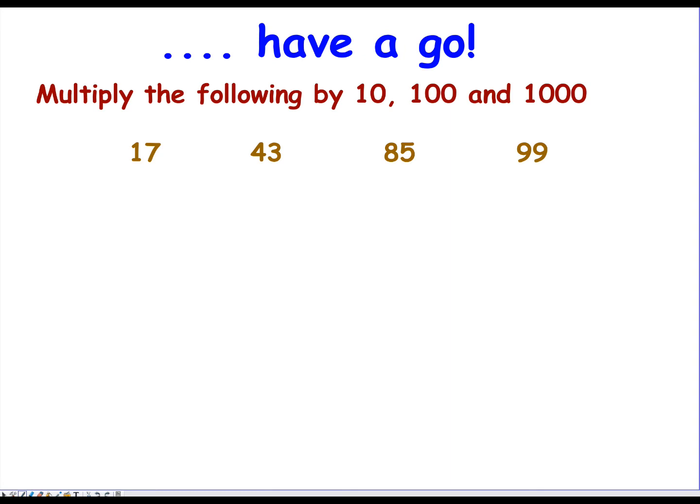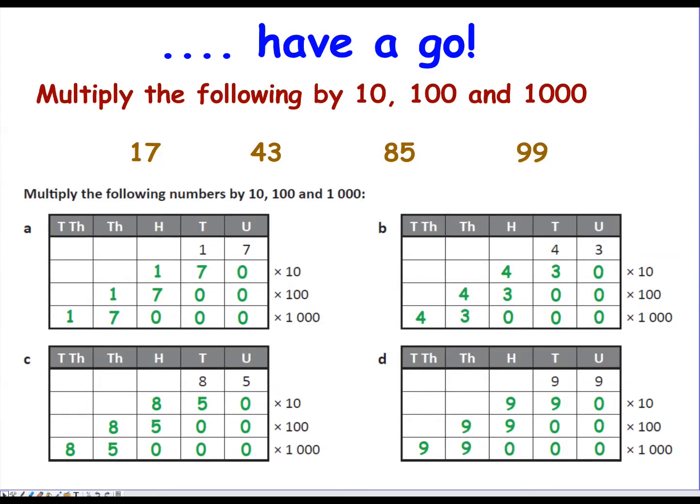Here are some numbers for you to have a go at. Don't forget to pause the video if you'd like to give yourself a little bit more time. Now let's reveal the answers. Hopefully you got all of these correct. 17 times 10 is 170, times 100 is 1,700, and times 1,000 is 17,000, and so on for the other numbers. So a nice straightforward multiplication fact for you to remember.